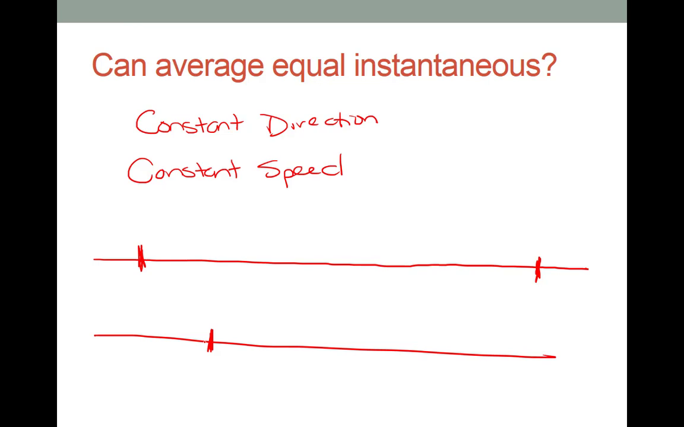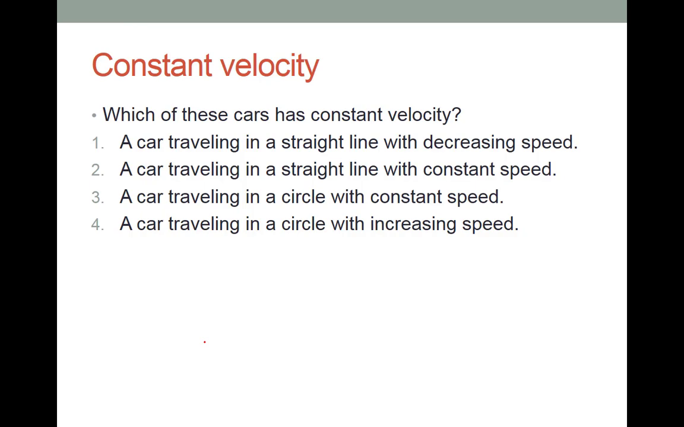Okay. So one last thing to think about. I have 4 cars here. One traveling in a straight line with a decreasing speed, one traveling in a straight line with a constant speed, one traveling in a circle with a constant speed, and the last traveling in a circle with an increasing speed. And my question is, which of these 4 cars has a constant velocity?